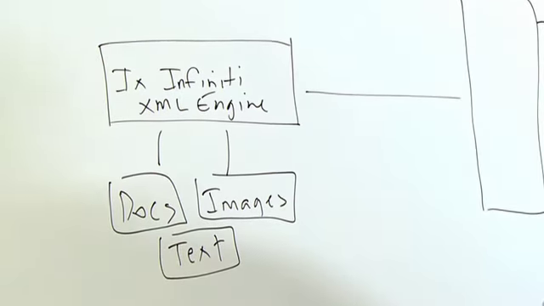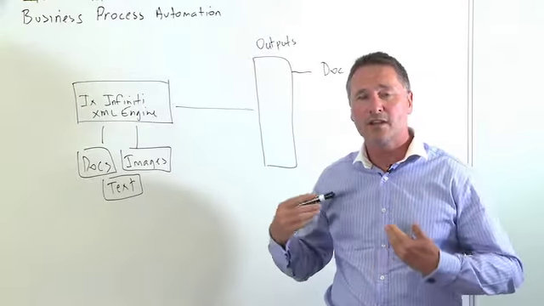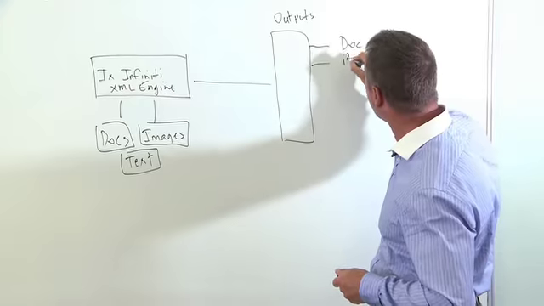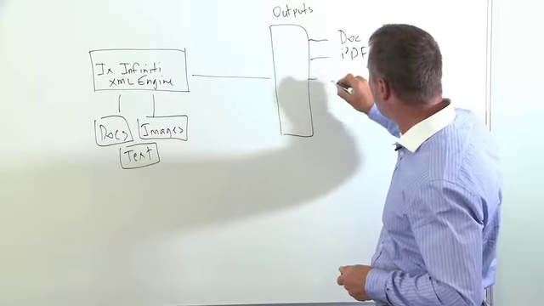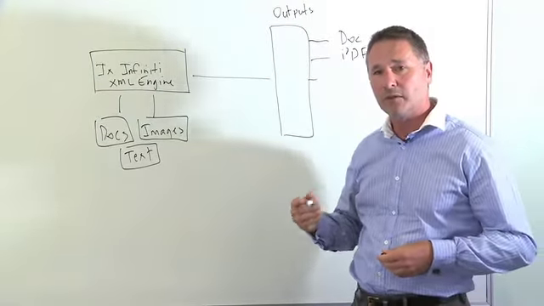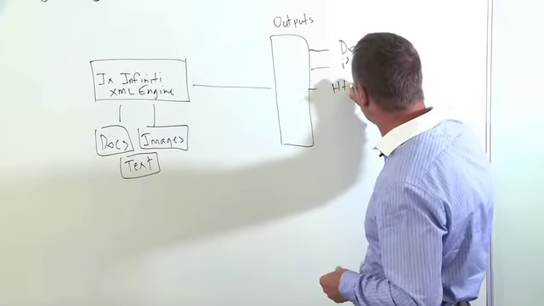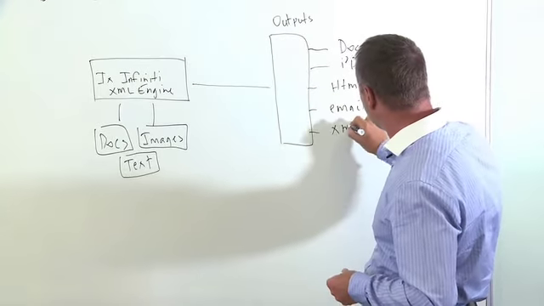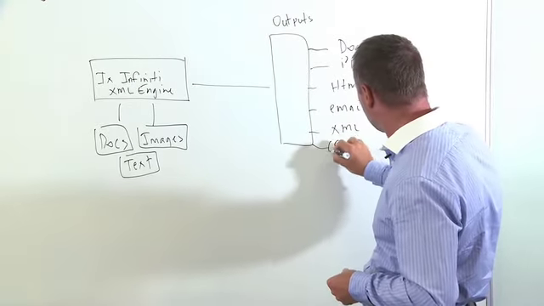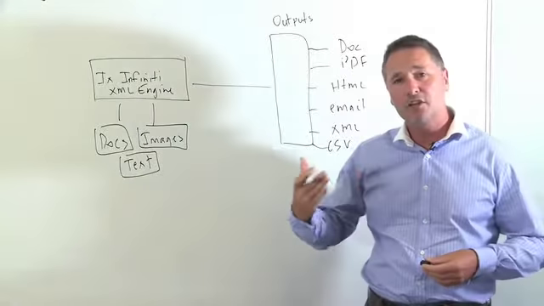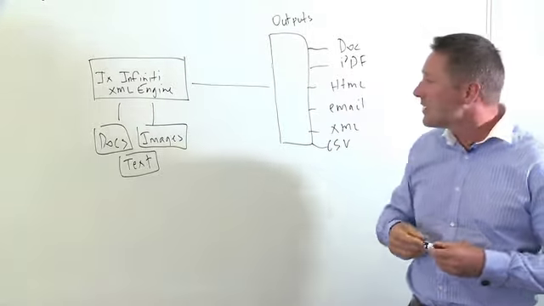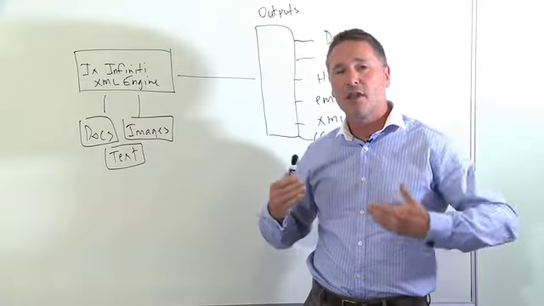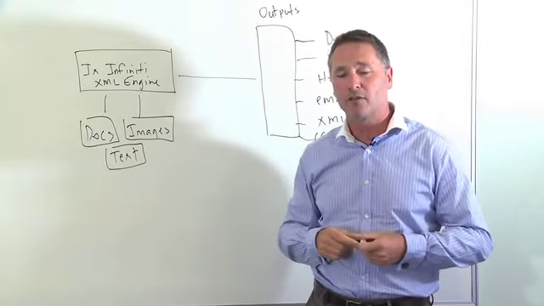Because Intelledox Infiniti is an XML engine, we can actually output a whole range of data. For example, we can push out a PDF. We can also generate other types of documents, such as HTML, email, XML, CSV, pretty much any type of output you would like. So the original premise of what Intelledox was about is we could assemble static content with dynamic content and push that out as a smart document.